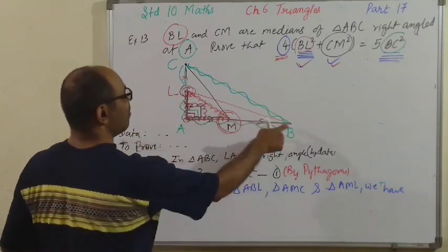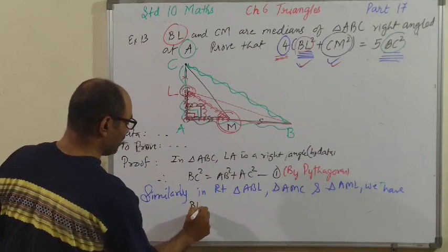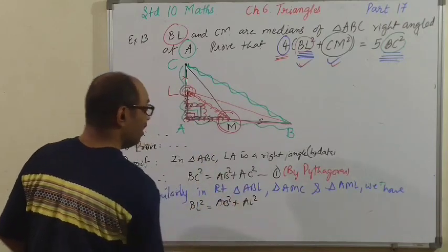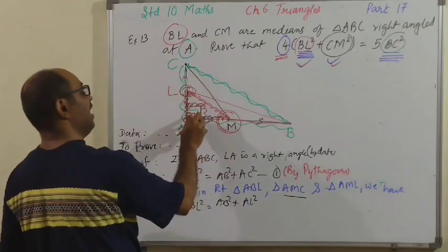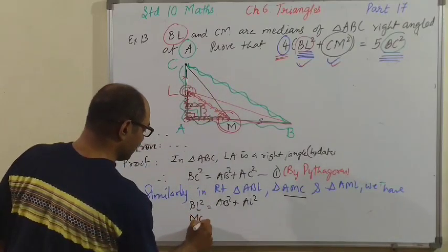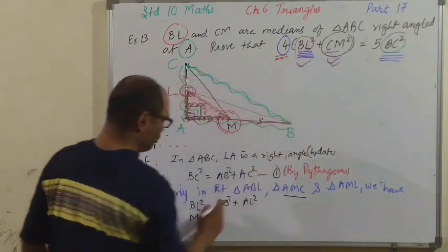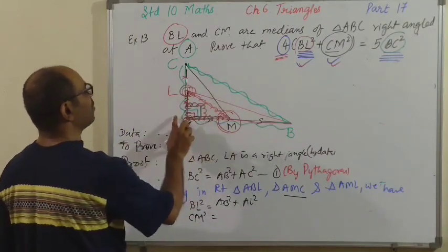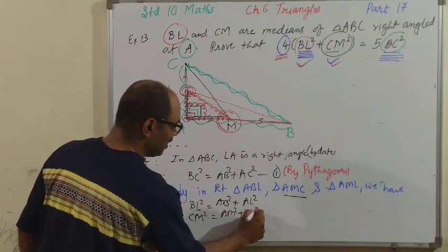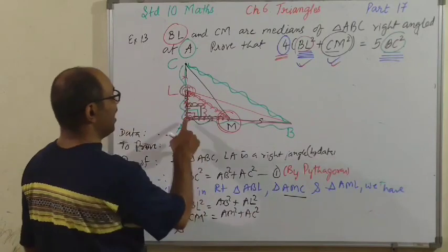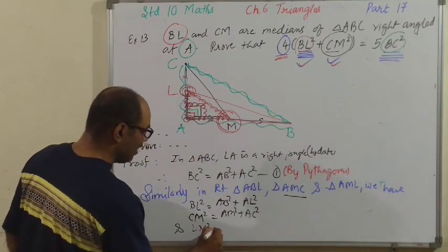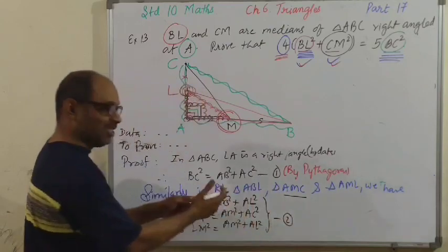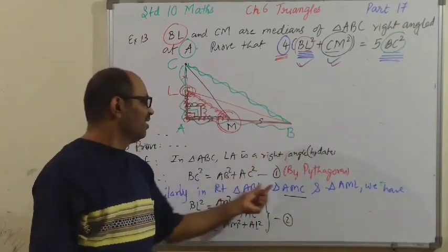In triangle ABL, BL square, that is hypotenuse, BL square is equal to AB square plus AL square. Then in triangle AMC, A is right angle, so CM square is equal to AM square plus AC square. And in triangle AML, LM square is equal to AM square plus AL square. Result 2, all three together. Similarly, means we have used Pythagoras in these 3 triangles.